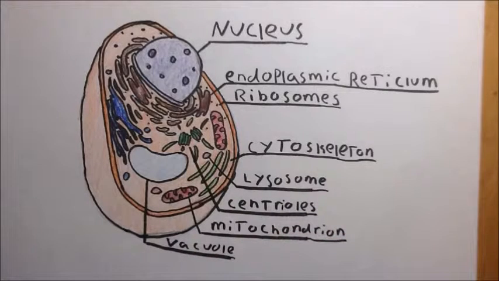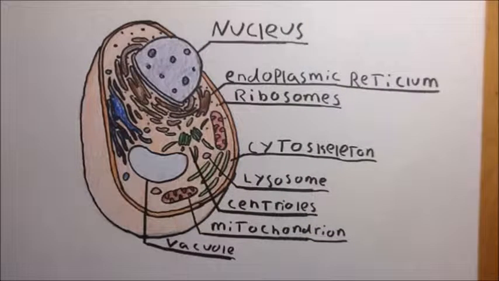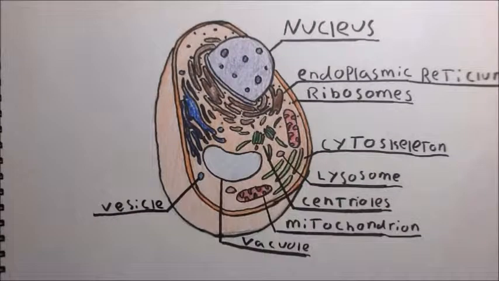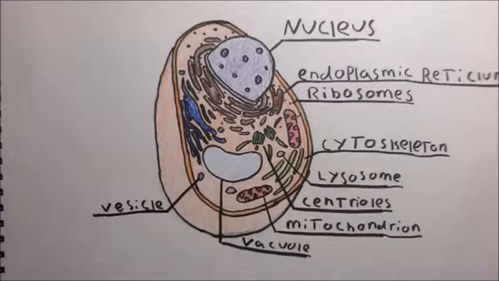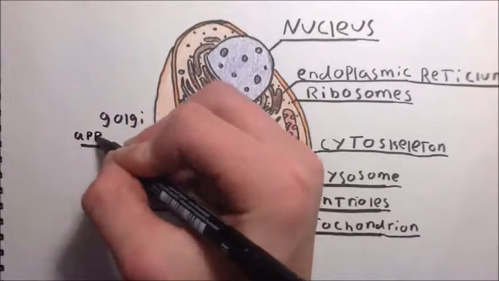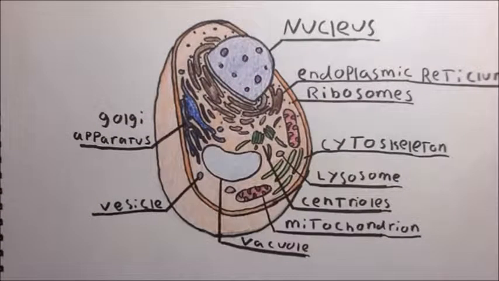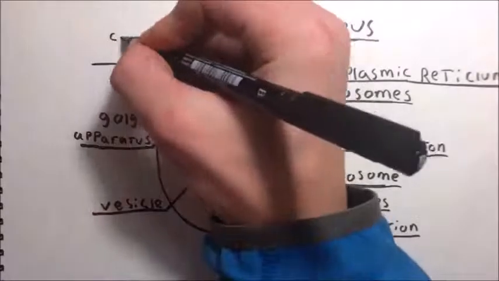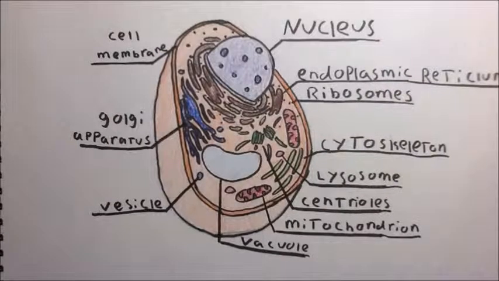Vacuoles are large sac-like membranes that store materials like water, salt, protein, and carbohydrates. Vesicles store and move materials between cell organelles as well as to and from the cell surface. The Golgi apparatus modifies, stores, and packages proteins and other materials for storage in the cell or release outside the cell. The cell membrane is made of a lipid bilayer, which allows it to regulate what enters and leaves the cell. This also protects and supports the cell.